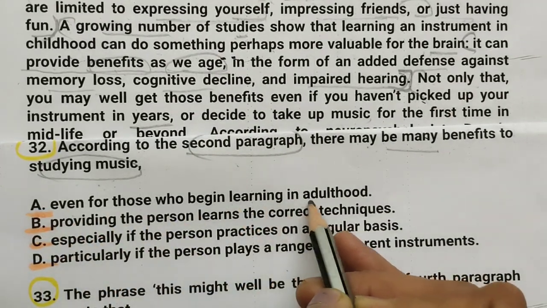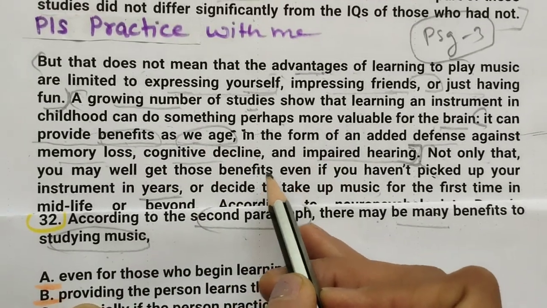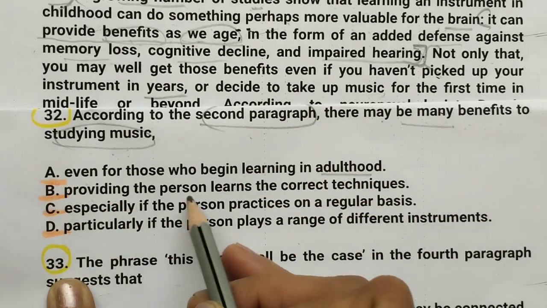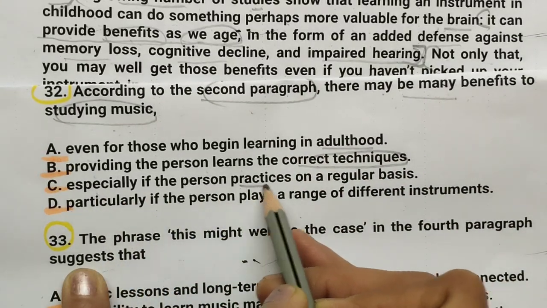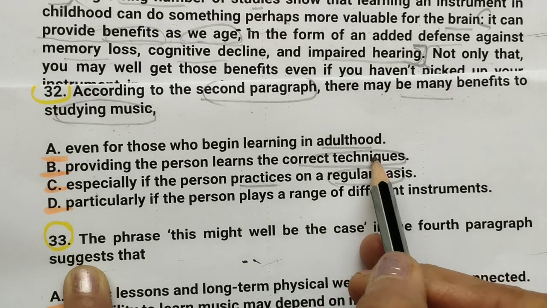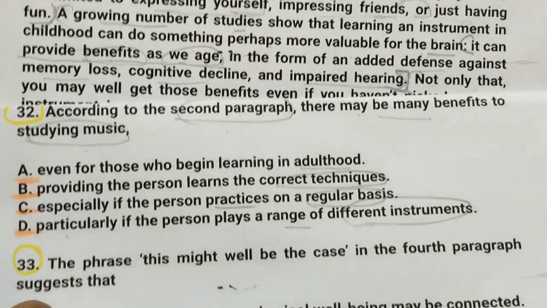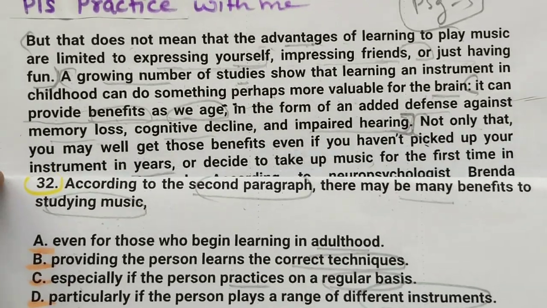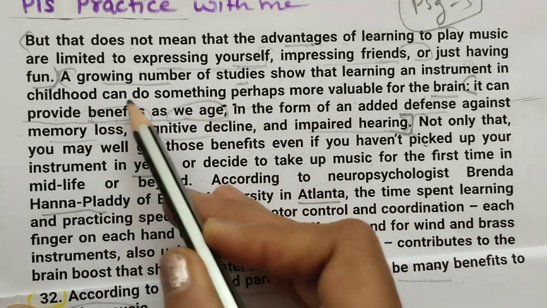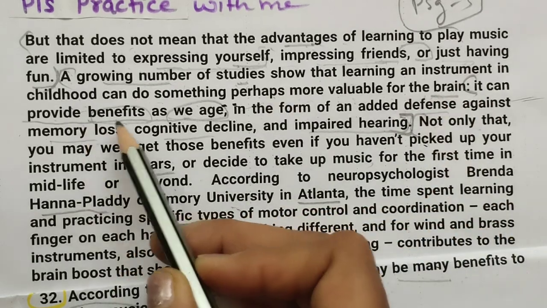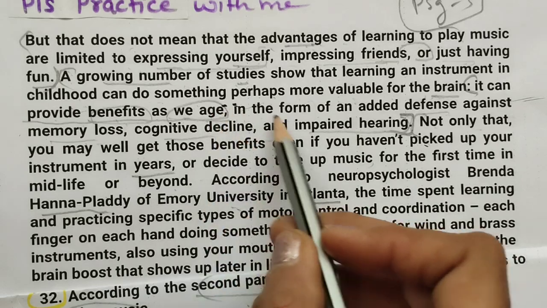Even for those who begin learning in adulthood, providing the person, because adulthood, as we age, is also given. Providing the person learns the correct techniques, this is also not given, especially if the person practices on a regular basis. This is also, I think, they are not talking about. Particularly if the person plays a range of different instruments, I think it is also not described over here. Let's read it again. Anything if they are talking, because still here nothing was given, only they are talking about more valuable. Childhood can do something perhaps more valuable for the brain. It can provide benefits as we age in the form of an added defense against. So it is also helpful in adulthood and even old age also.